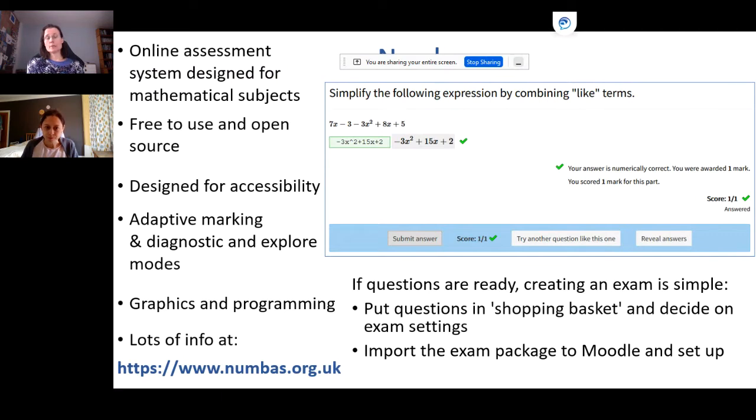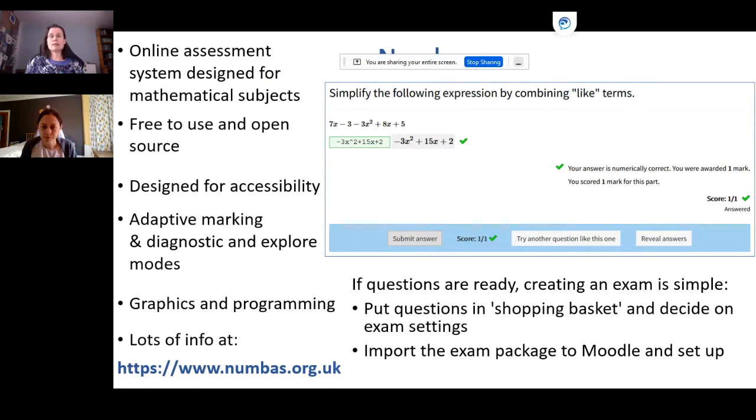It was designed from the beginning for accessibility, and it has possibilities including adaptive marking and diagnostic and explore modes, where you can introduce different questions depending on what the student does originally. It has some possibilities for graphics add-ons, and it's just added support for programming, so Python code. It's got that integrated now. Don't have time to go into it any further, but there's lots of information, including demonstration questions on different sort of possibilities, etc. at the website, numbas.org.uk.